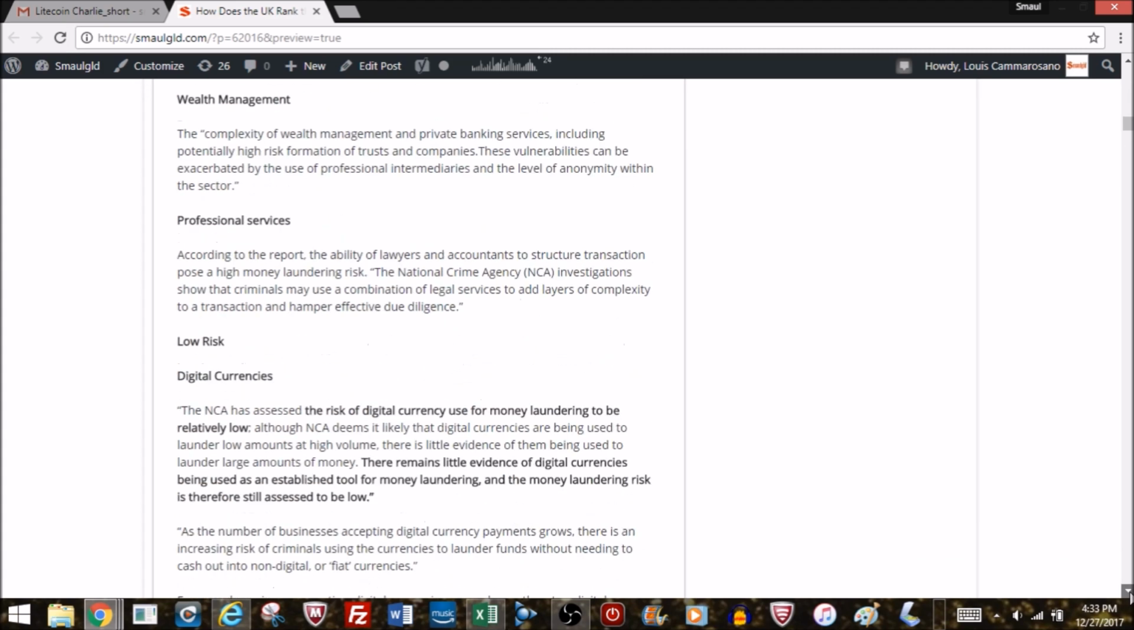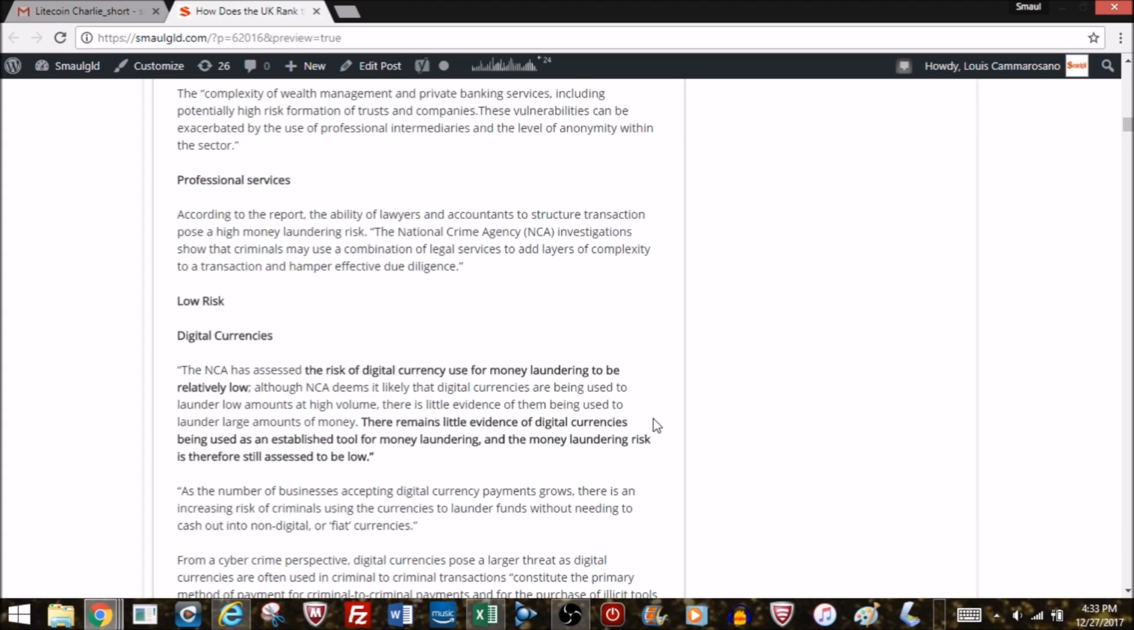Professional services, according to the report: the ability of lawyers and accountants to structure transactions poses a high money laundering risk. The National Crime Agency, the NCA, investigations show that criminals may use a combination of legal services to add layers of complexity to a transaction and hamper effective due diligence.